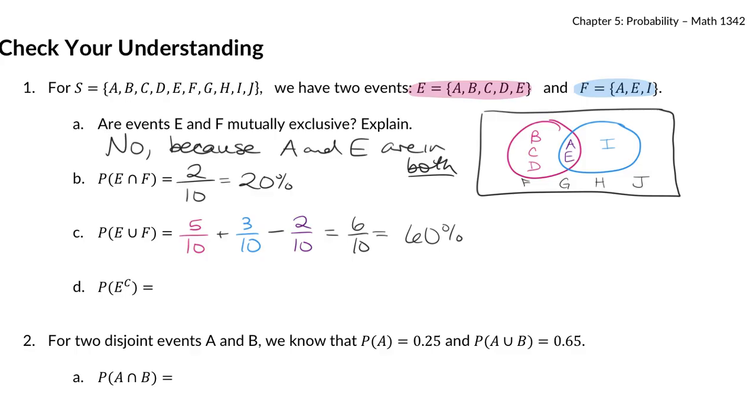The last one says find the probability of E complement, meaning I want to know the probability of everything except for stuff in E. The formula for complements is 1 minus the probability not complemented, meaning the probability of E. We've already found this probability though. What is the probability of E? There were 5 options out of the 10 contained in E. 1 minus 5 over 10 is still just 5 over 10. So there's a 50% chance I find E complement.